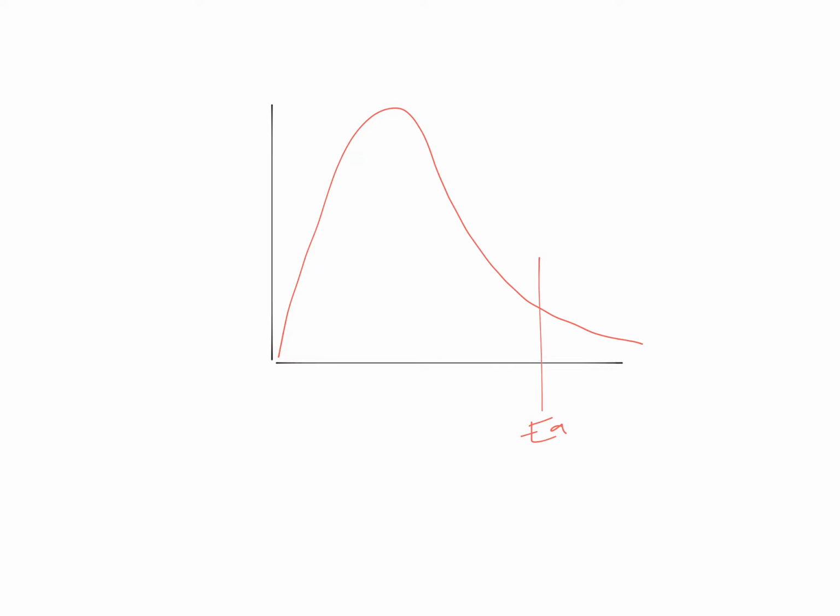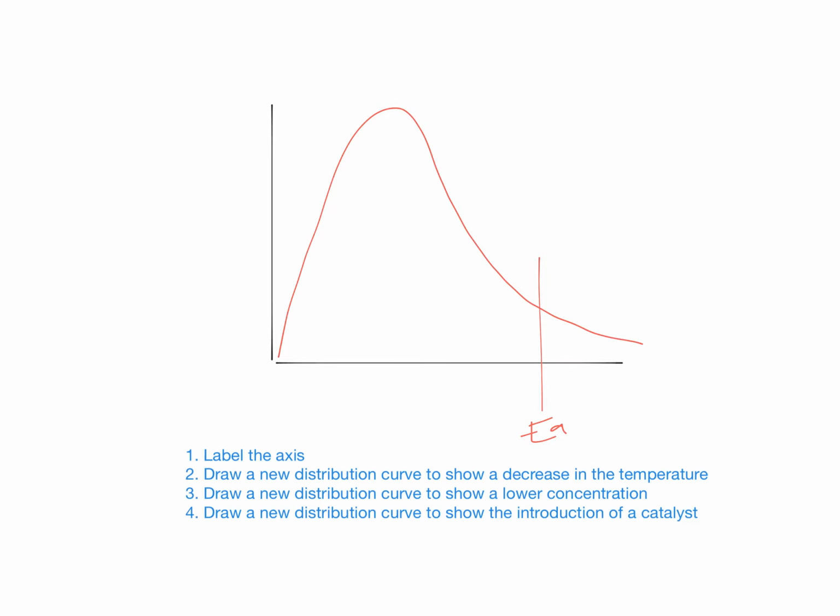Okay, now it's time to try and put some of this all into practice. So here we have a typical Boltzmann distribution curve. What I'd like you to do is to take this curve, firstly to label the x and y axes, and then draw some different curves to show different conditions changing. So pause the video now and attempt these 4 different tasks.